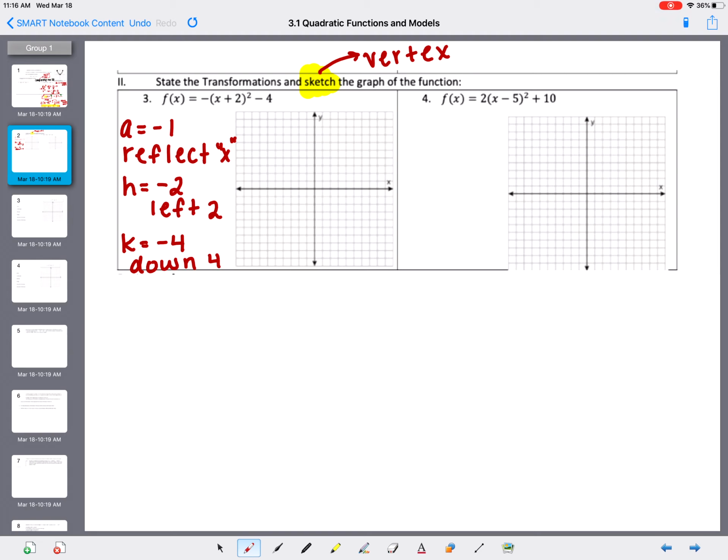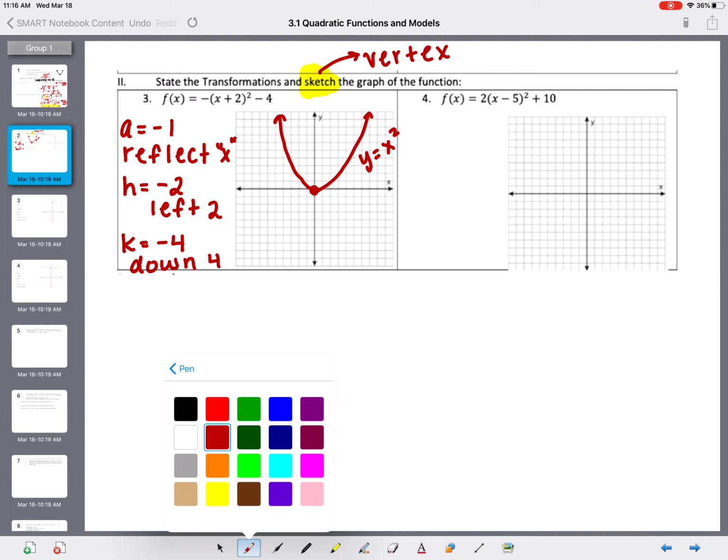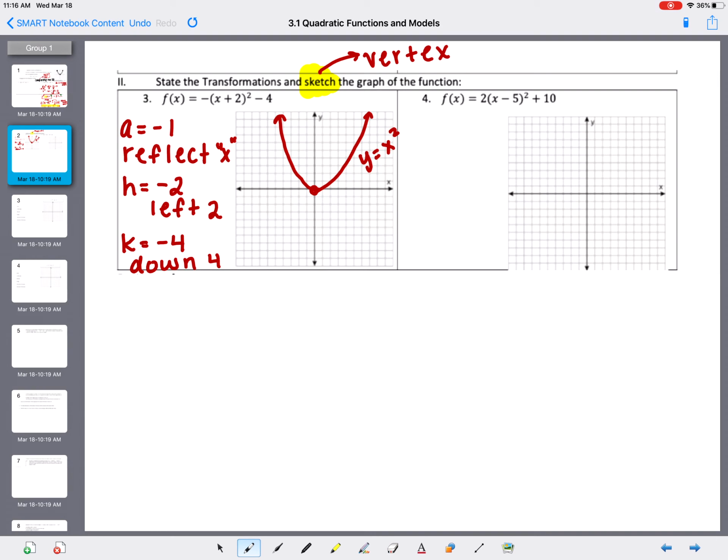All right, so what we're going to start off with is our parent function, which we kind of graphed at the very beginning. This is y equals x squared. And we are going to perform each of these transformations with reflection first, okay? So when I reflect over x, I'm going to make this a dotted line. It's still going to have the same vertex, but it's now going to be facing downward.